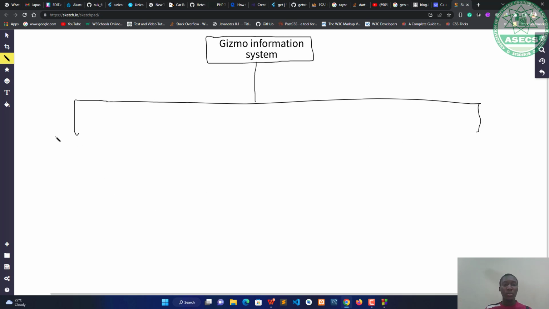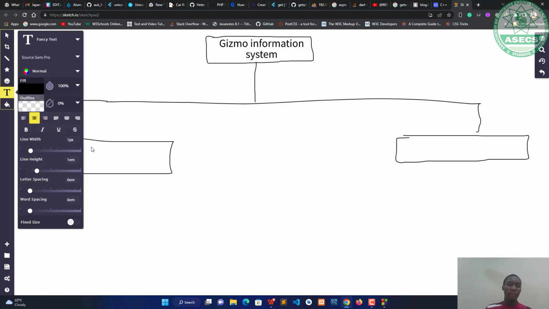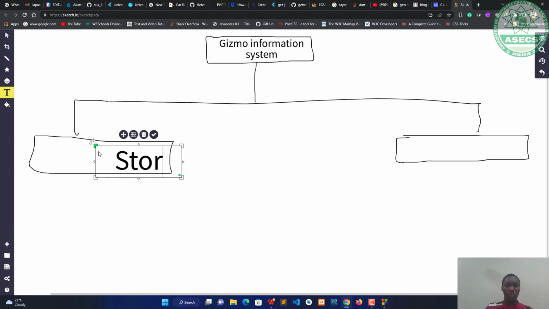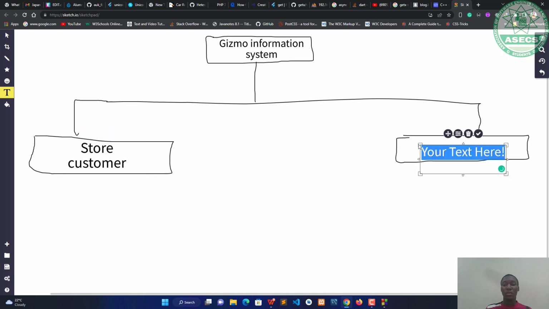So over here we can just say, okay, what should be here? Store customer. Should be here. And over here should be what? Retrieve what?